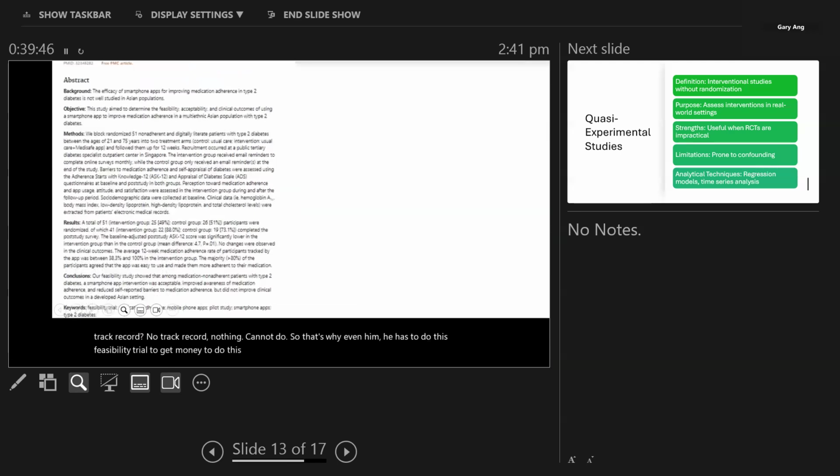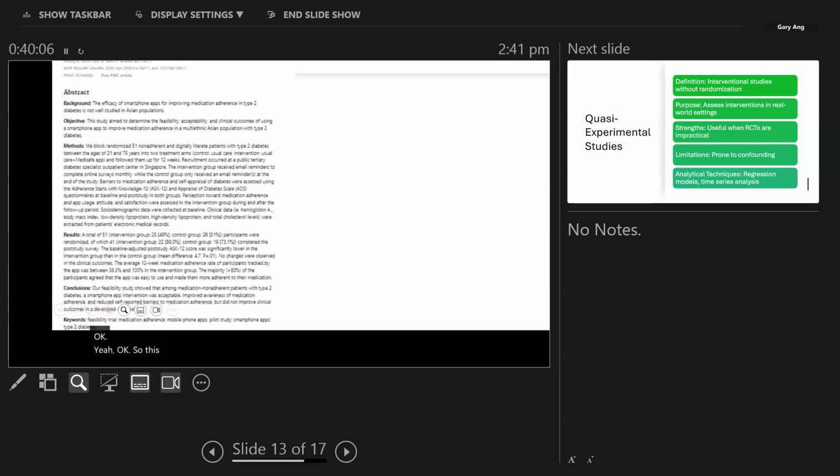Only 51. So 51 straight away, if you use any sample size calculation, it's not powered to detect a difference. It's just to show whether it is possible to do this. Okay, the key thing is, is it acceptable? They never see whether it is effective. It's only whether it's acceptable, whether people do it or not. Okay? So this is called a randomized control trial.